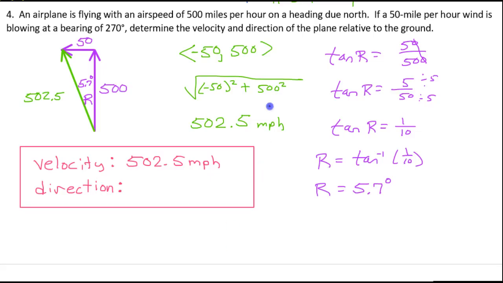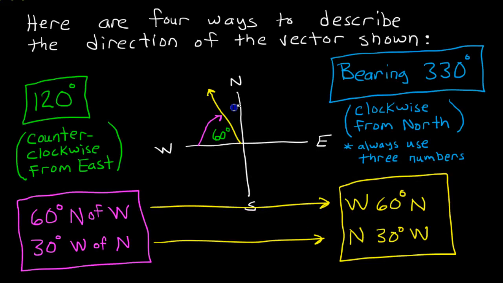Well, the bottom line is always write your final answer the same way that you were given direction in the question. So notice that in the question, they gave us direction as a bearing 270. That tells us that we need to find bearing for our final answer. So if I want to convert 5.7 degrees into a bearing, I need to remember that bearing is always measured clockwise from north. All right, so I need to start at north and go all the way around clockwise.